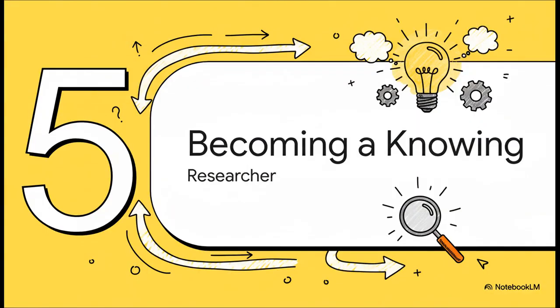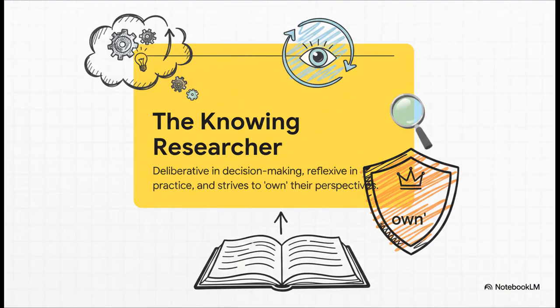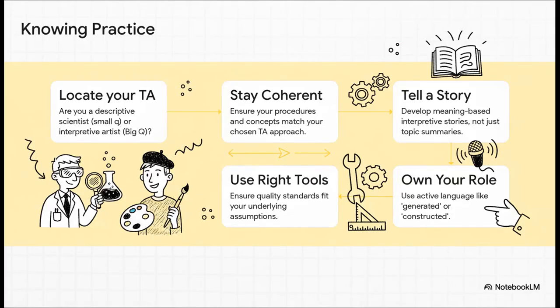So, after going through all these pitfalls, how do we put it all together? How do we actually move toward that ideal of becoming a knowing researcher? Well, it all comes back to this idea. A knowing researcher is, number one, deliberative. They think carefully about every choice they make. They're also reflexive, constantly thinking about how their own biases and perspectives are shaping the analysis. And finally, they strive to own every single part of their research, from their philosophical starting point to their final interpretations. So, what does this actually look like in practice?